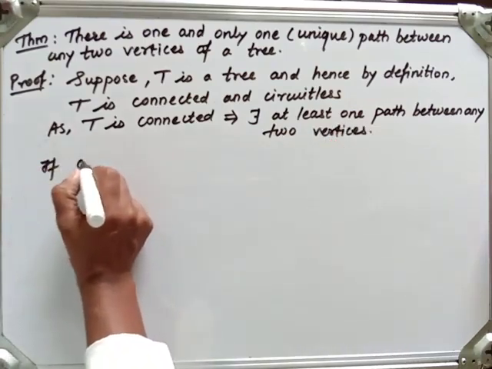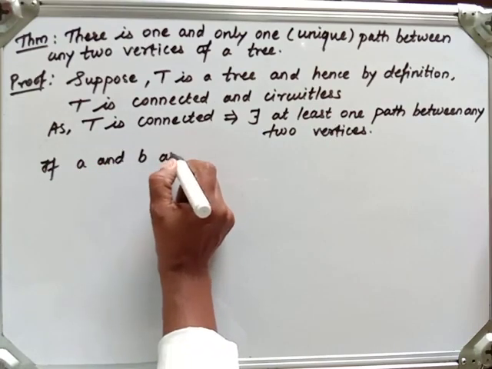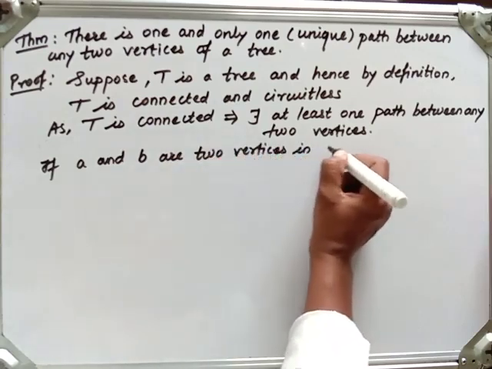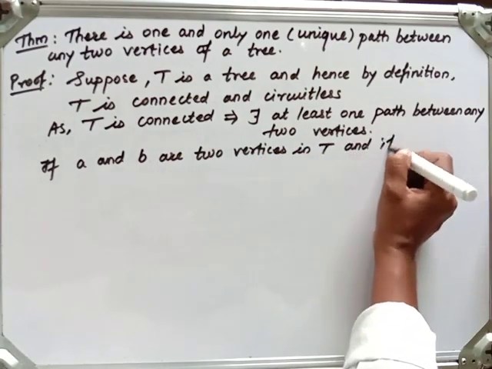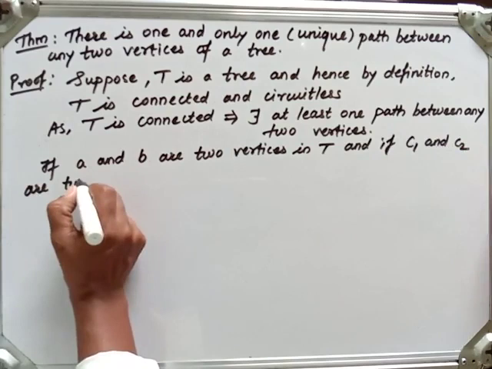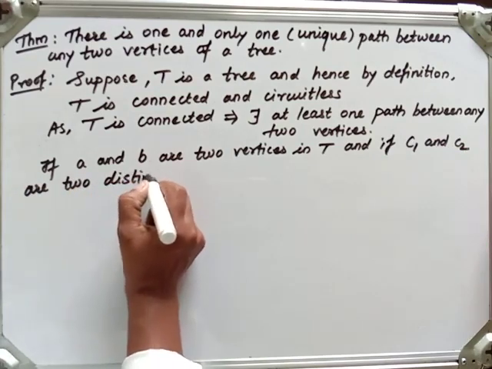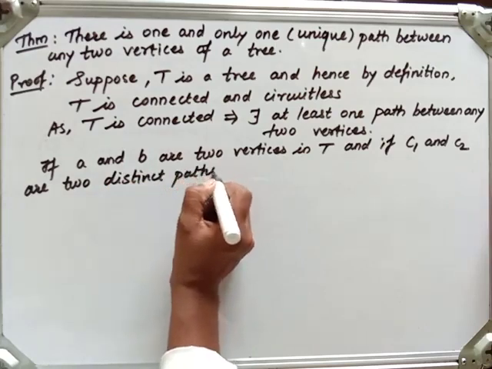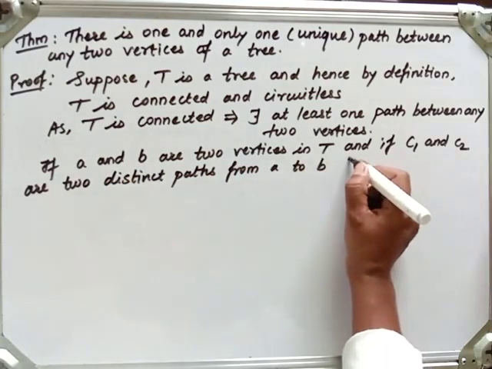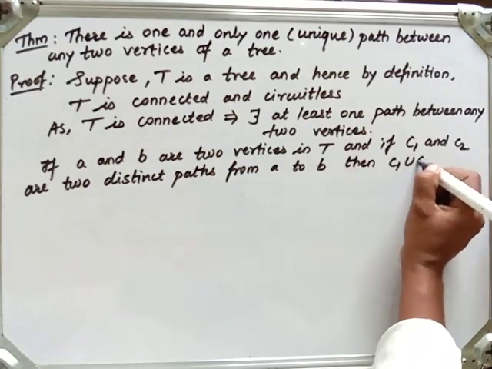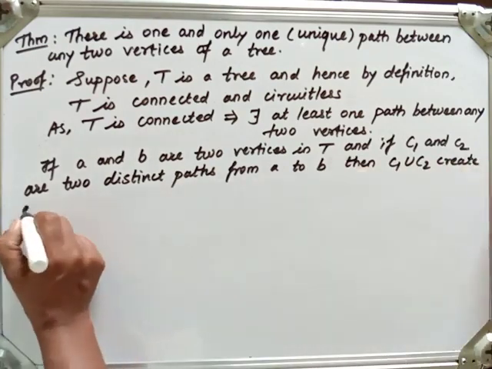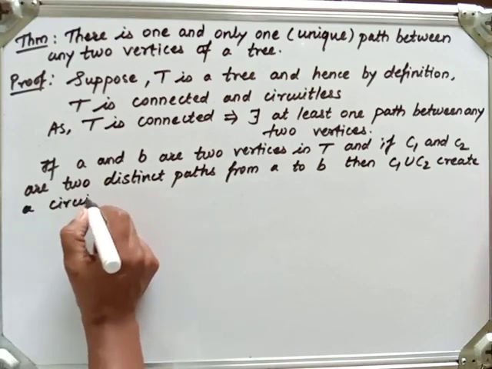If A and B are two vertices in T, and if C1 and C2 are two distinct paths from A to B. If this is so, then C1 union C2 creates a circle or circuit. It creates a circuit, right?